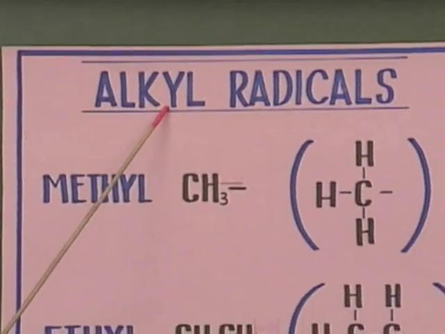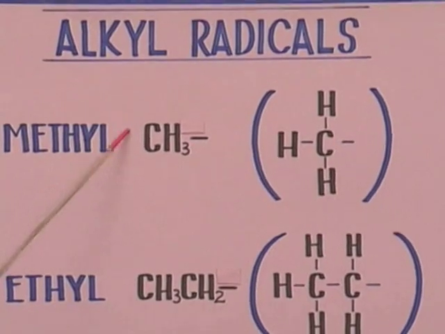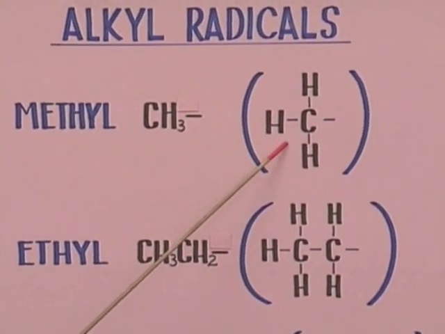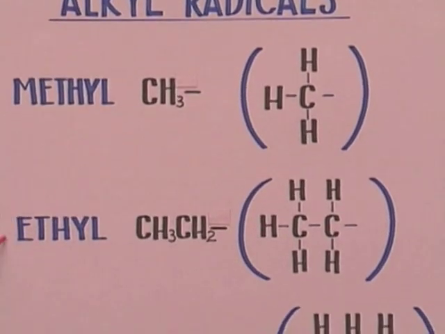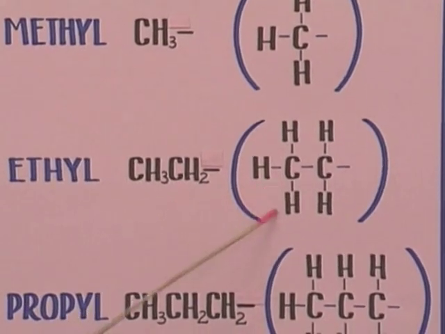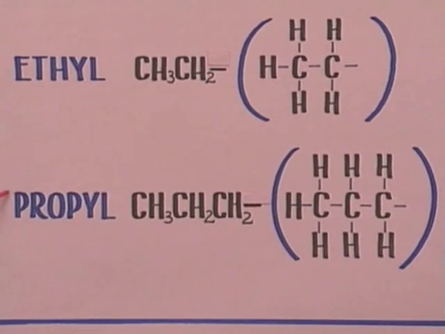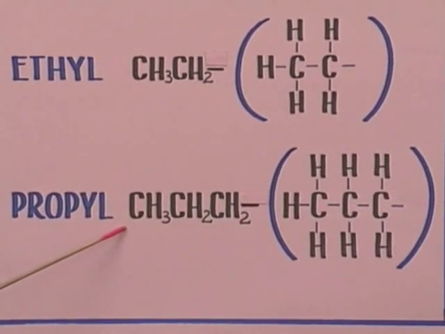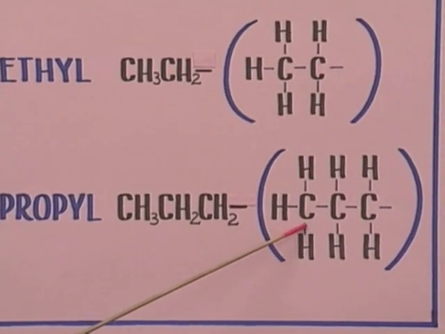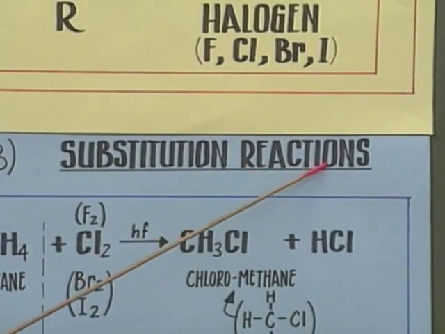Let's see how these alkyl radicals are formed. When one hydrogen atom from methane is removed, we get the methyl radical CH3 with this structural formula. When one hydrogen atom is removed from ethane, we get the ethyl radical CH3CH2 with this structural formula over here. And when one hydrogen atom is removed from propane, we get the propyl radical CH3CH2CH2 with that structural formula over here.